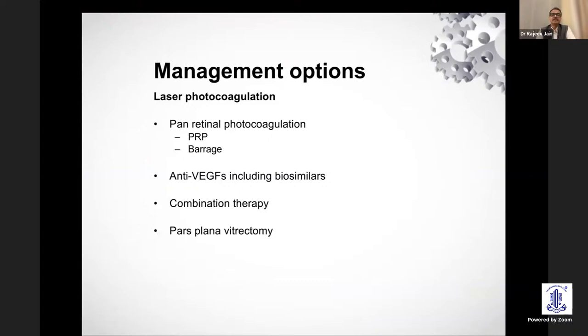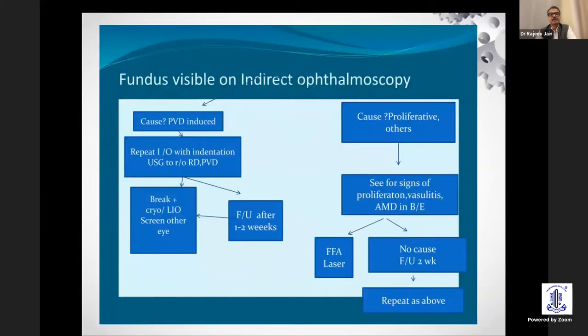Management option remains, if there is adequate visualization, we can go ahead with panretinal photocoagulation for as much as possible before planning surgery, if the blood doesn't disappear in time, or barrage the break which we can see. Role of anti-VEGF, combination therapy, and pars plana vitrectomy, I'll come to in a later part of the vitrectomy.